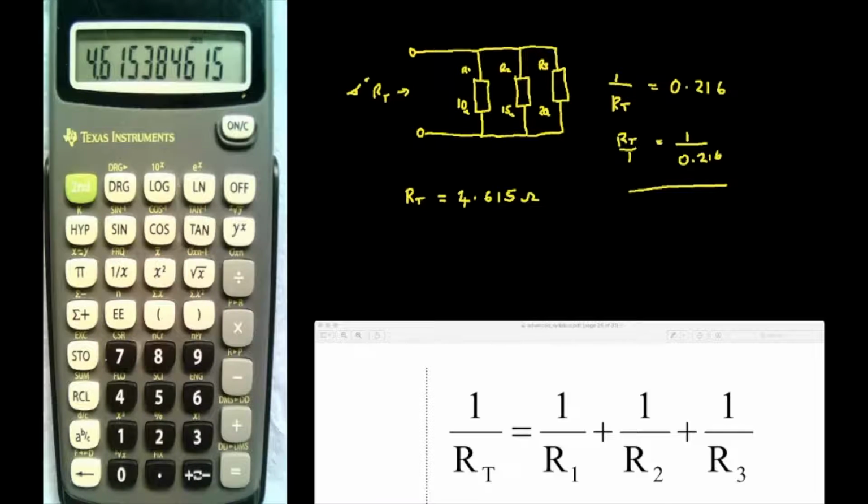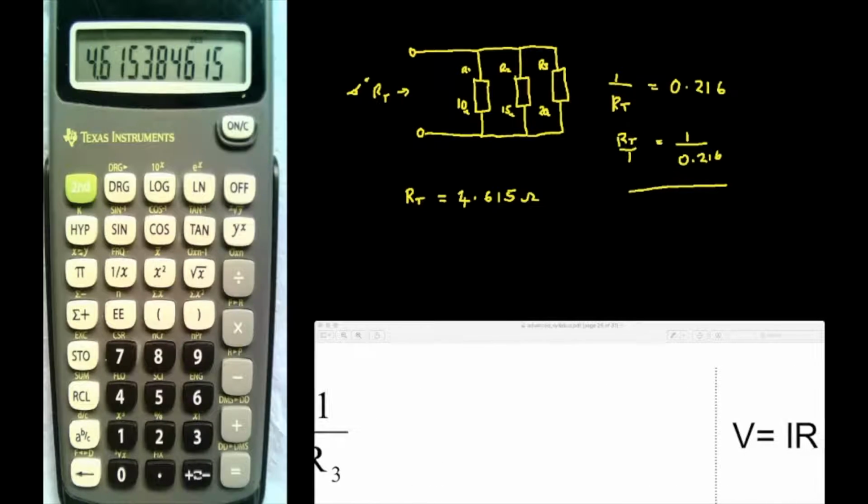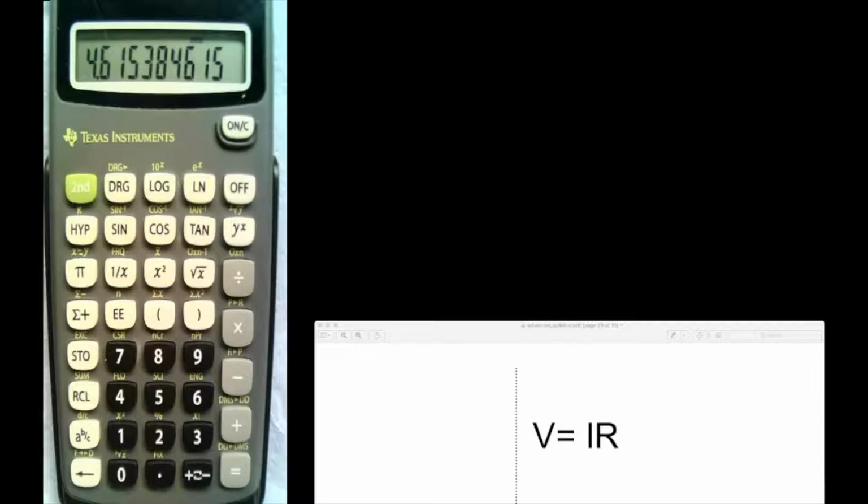Let's have a look at the next one. There are 3 columns there. The next one is simply V equals IR. We know that one from the intermediate course. Remember, we had the triangle V, I, and R.